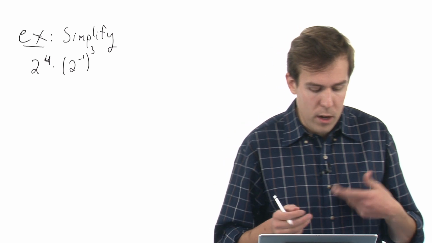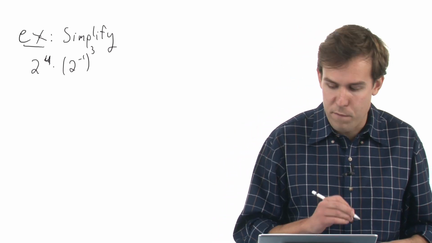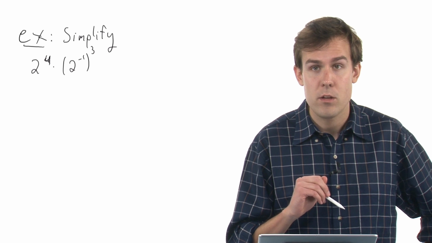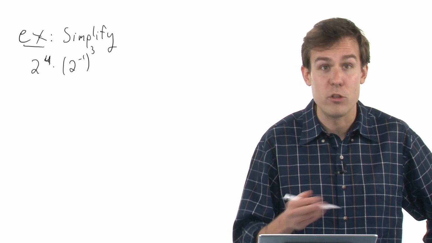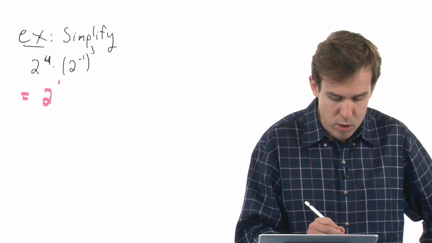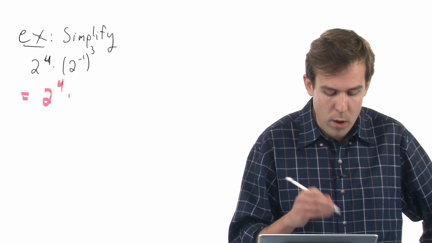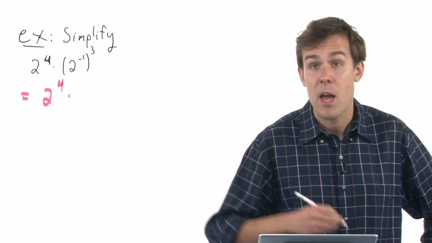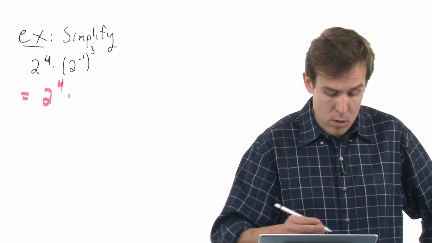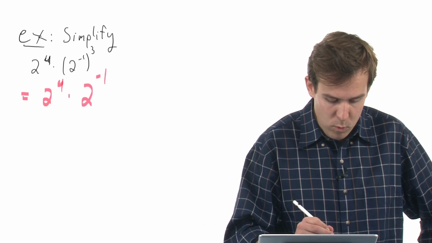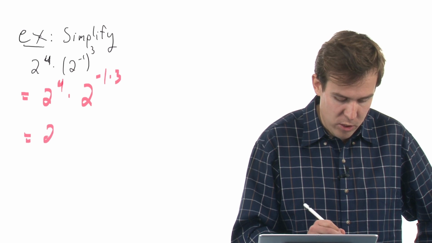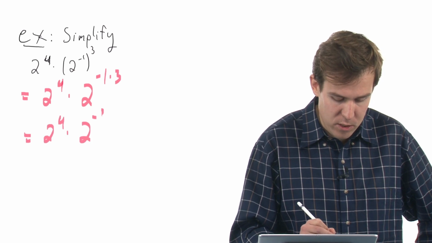So here's a slightly more complicated one. I have 2 to the 4th times 2 to the minus 1 to the 3rd. I'll use my order of operations, and I'll deal with the parentheses first. So this is equal to 2 to the 4th times, well, what is 2 to the minus 1 to the 3? How do I deal with iterated exponents? Well, I multiply them. So this is 2 to the minus 1 times 3. I'll simplify that to 2 to the 4 times 2 to the minus 3.